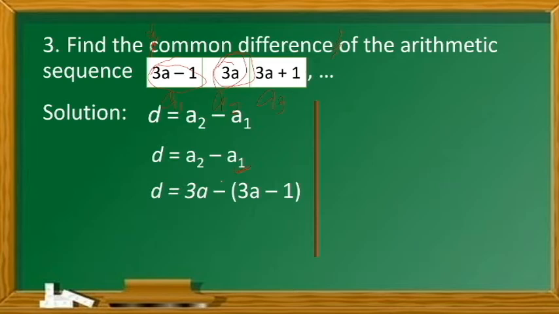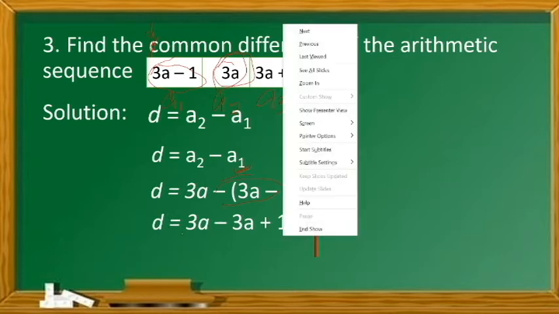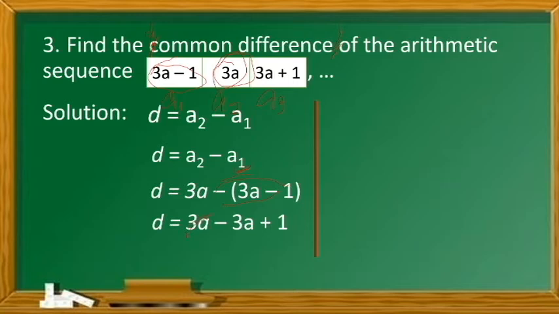Simplifying this using the distributive property, then we have d is equal to 3a. Negative times 3a is minus 3a, or negative 3a. Negative times negative is equal to positive 1. Simplifying this, we have to cancel this. We know that 3a minus 3a is equal to 0, or simply cancel. Then d is equal to positive 1. Therefore, in our solution, our common difference is positive 1.